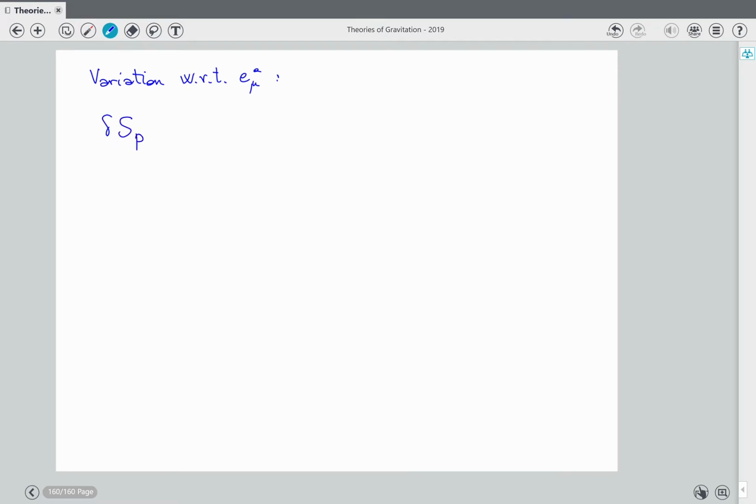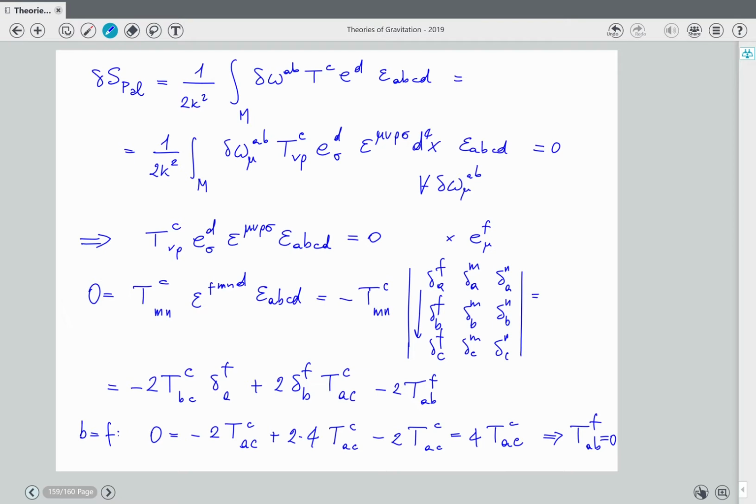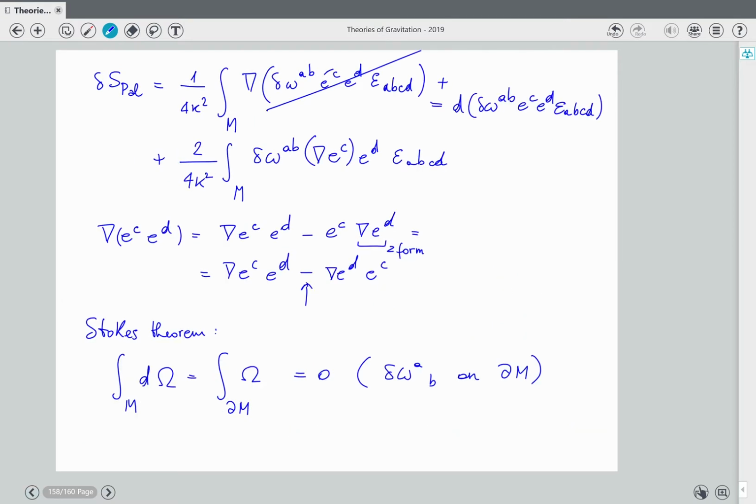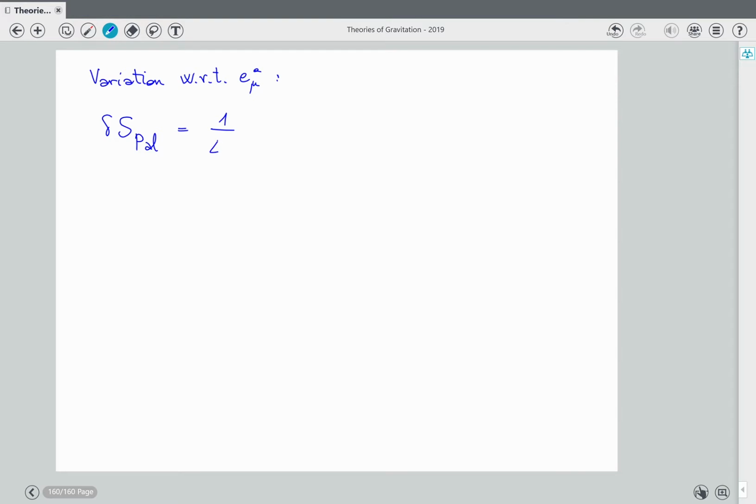So delta S Palatini means that we have to vary this. R^{AB} doesn't change because it depends only on the spin connection. Then we would have delta E^C E^D epsilon_{ABCD} plus the same thing with E^C delta E^D. But those two give the same contribution because this is a one form, and this is a one form. When you exchange them, you get a minus, and then when you exchange C with D, you get another minus. So you get 2.